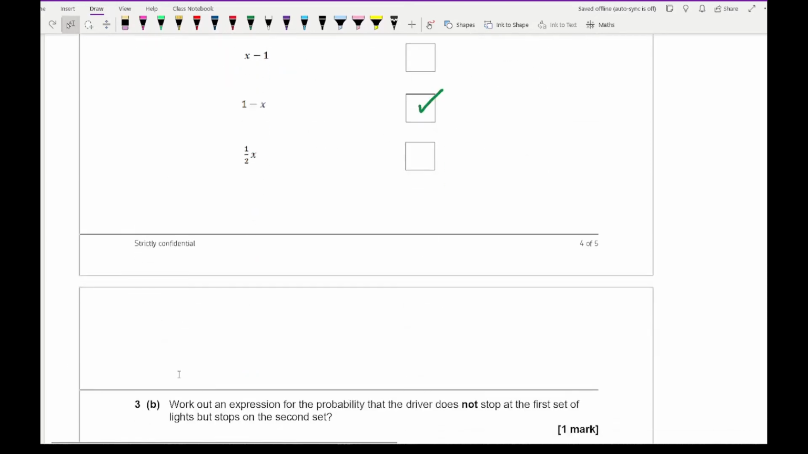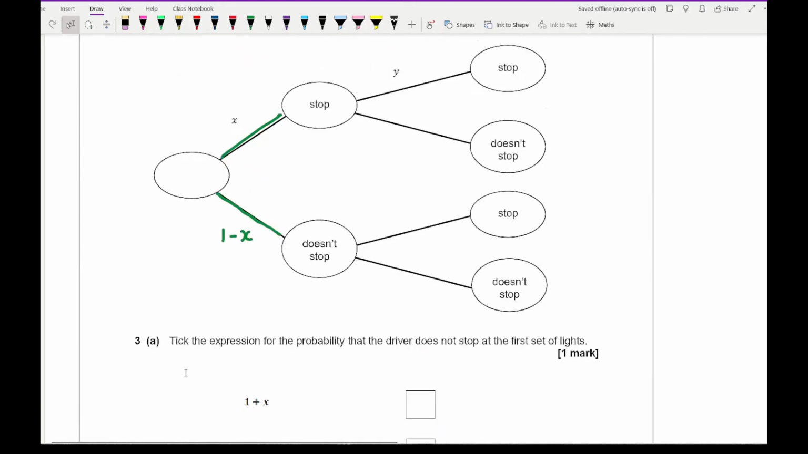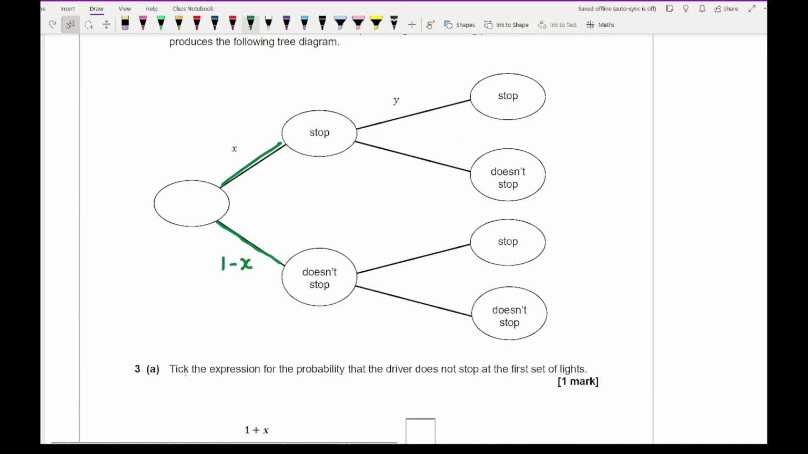Then moving on to question B, it says work out the expression for the probability that the driver does not stop at the first set of lights but does stop at the second set of lights. So let's first of all complete this diagram. So here, if this is y, this is going to be 1 minus y, and this is going to be y, and that's going to be 1 minus y.